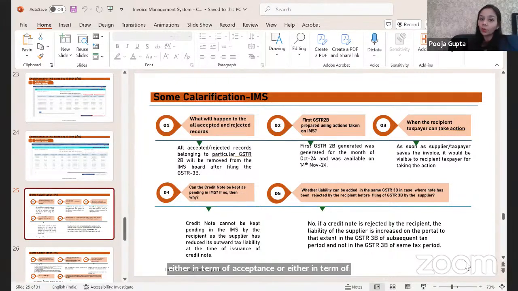Next one is most important. It is very imperative. If you are not taking any action on the credit note, it will be deemed accepted. So be careful, take the action on the credit note. You cannot keep them pending in your IMS dashboard.